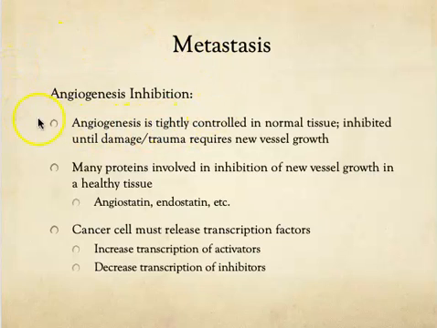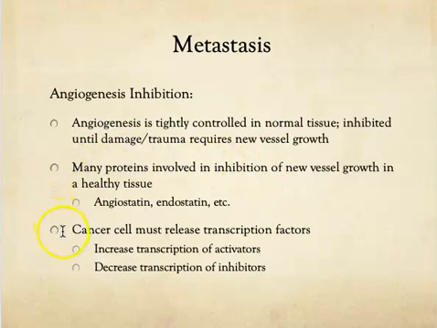Angiogenesis inhibition predominates when there is no injury or trauma or disease going on. Many proteins are involved in this balancing act, as you might guess. Many proteins are involved in keeping angiogenesis inhibited in healthy tissue. These are proteins that have names like angiostatin or endostatin. There's a whole list of them, and you can find tables listing these angiogenesis inhibitors in textbooks of cell biology.